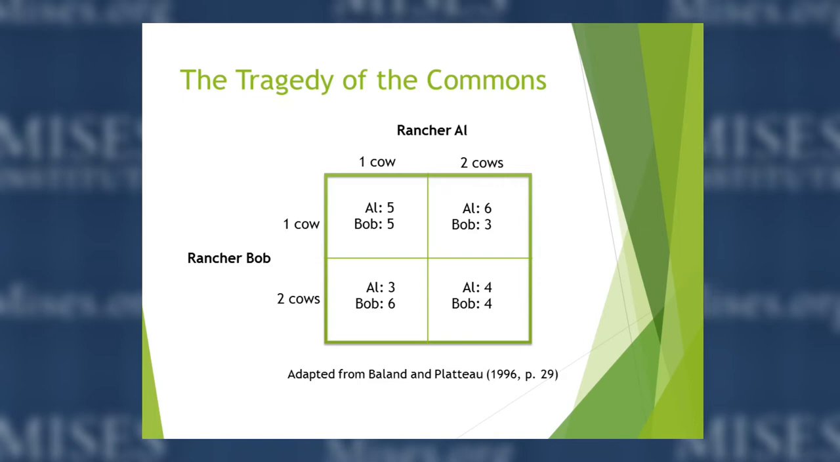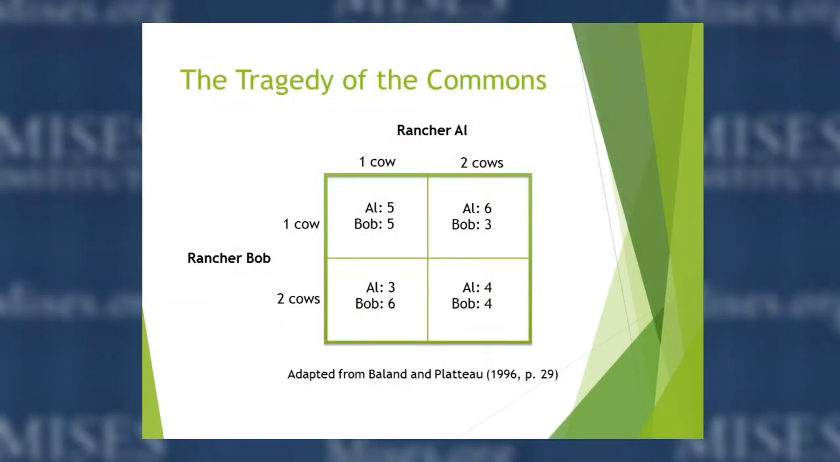Now, if you work through the incentives here, you realize that Bob doesn't really have any incentive to cut back on the number of cows Bob puts out on the pasture, because if Rancher Al puts one cow out to graze, then Bob is going to get more pounds of beef by putting two cows out to graze, six versus five. If Al puts two cows out and Bob still has to make a decision, do I put one cow out to graze or two, Bob gets 4 pounds of beef if Bob puts two cows to graze and only 3 pounds if he puts one cow out. So again, Bob's incentive is to put two cows out to graze in the pasture. Al is facing exactly the same incentives, and Al also would want to put two cows out to graze no matter what Bob does. So the outcome is that we have four cows in the pasture, and we get a total of 8 pounds of beef gained collectively instead of 10, which would be the case if only one each were put out to graze.